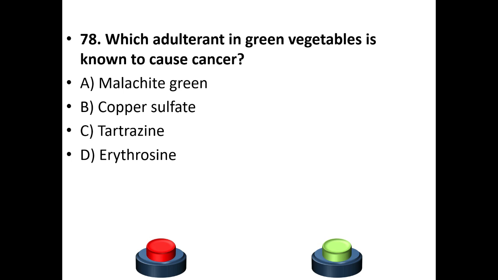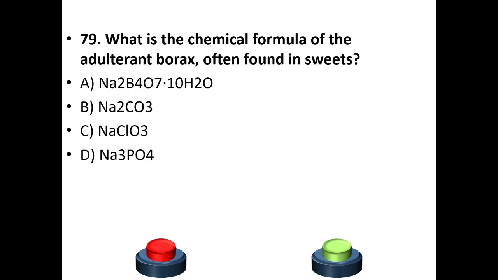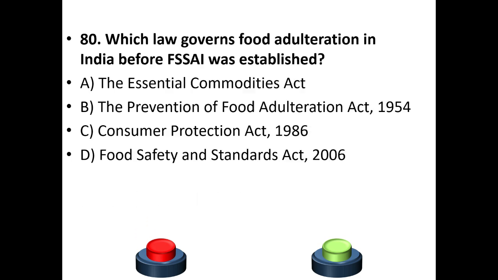Malachite green, copper sulfate, tartrazine, erythrosine. Which is the answer? Your answer is A, malachite green. 79. What is the chemical formula of the adulterant borax often found in sweets? Na2B4O7·10H2O, Na2CO3, NaClO3, Na3PO4. Which is the answer? Your answer is A, Na2B4O7·10H2O.